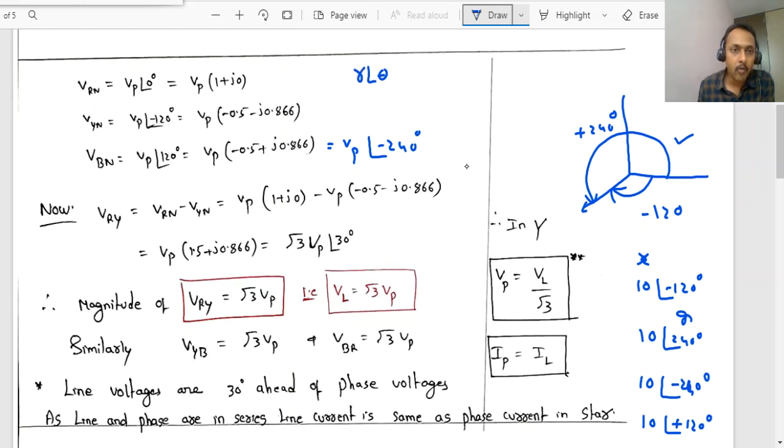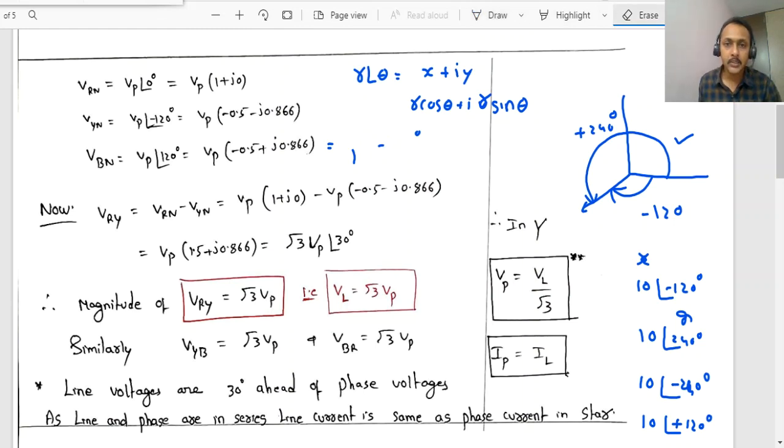This is in the polar form. If you write it in the rectangular form, what is the value of x? X plus some iy. What is the value of x? R cos theta plus I times R sin theta, because x equal to R cos theta, y equal to R sin theta. That is what we have done here. Express the polar form into the rectangular form.